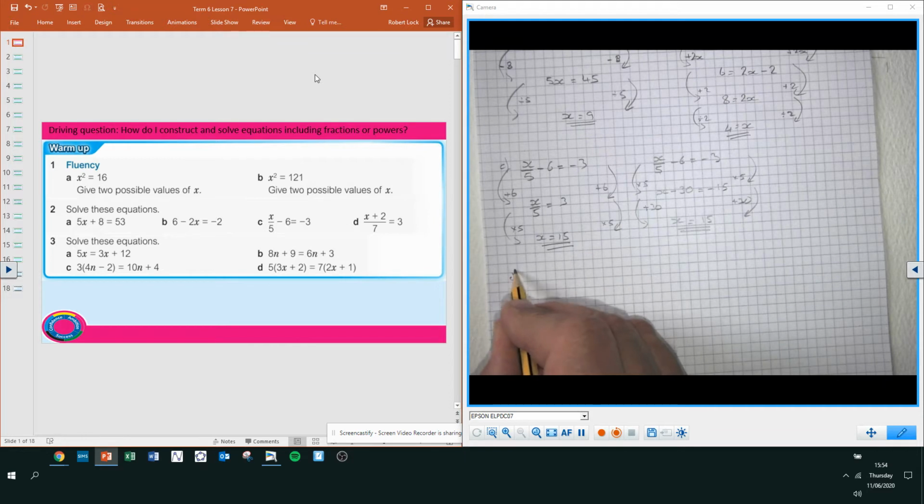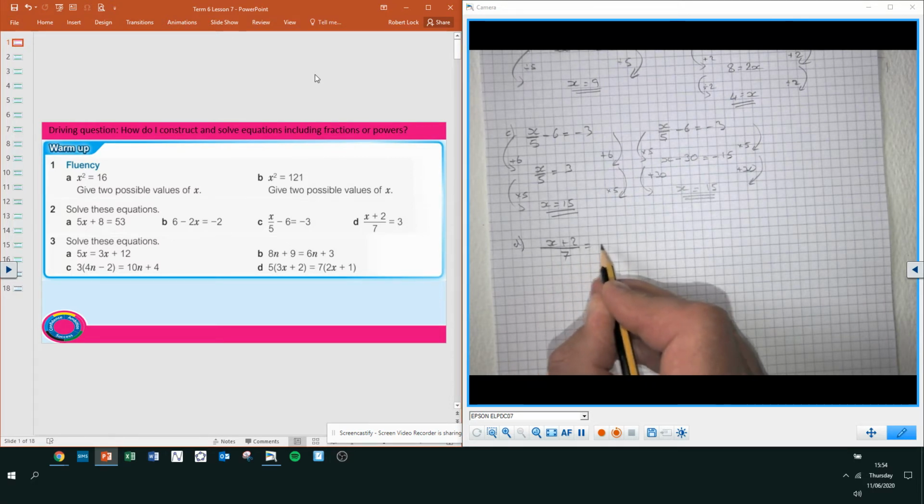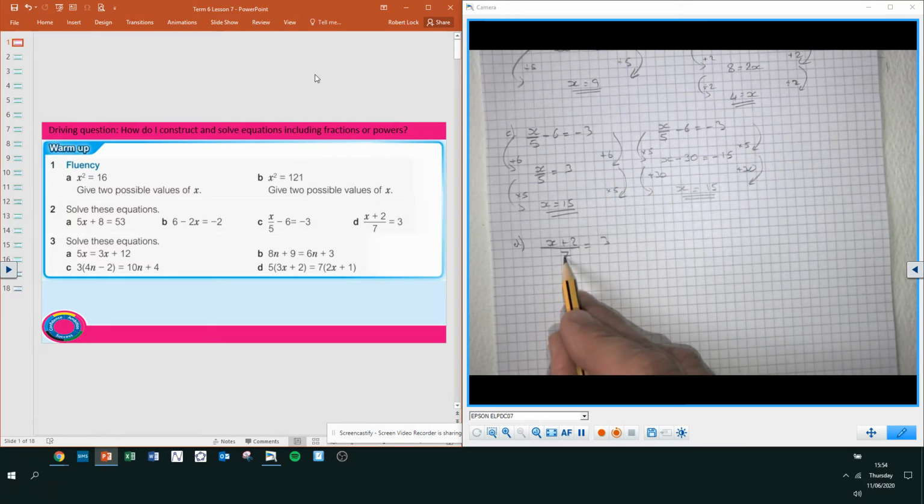D. x plus 2 divided by 7 equals 3. Divide by 7, times everything by 7, get rid of the divide by 7. We end up with x plus 2 equals 3 times 7 is 21. Get rid of the plus 2, we minus 2 on both sides. x equals 19. Answer.